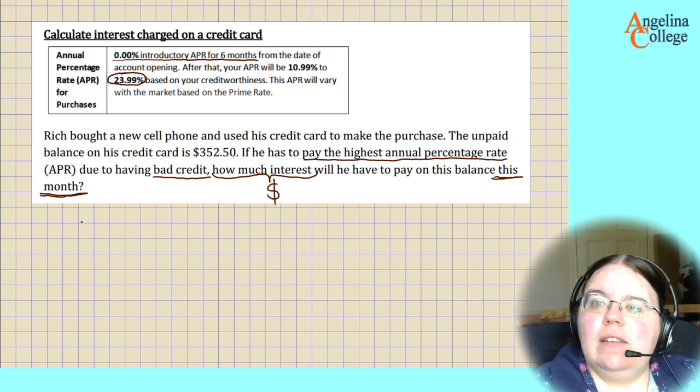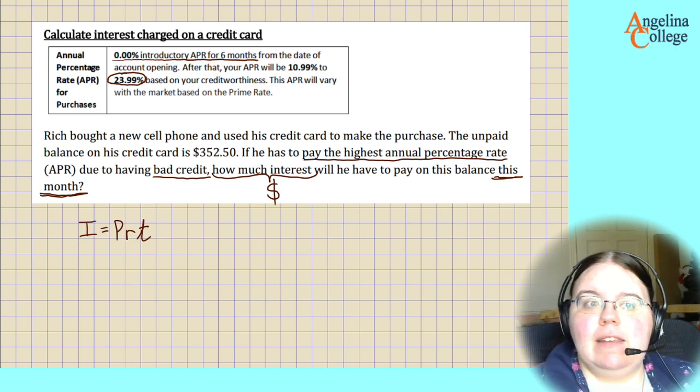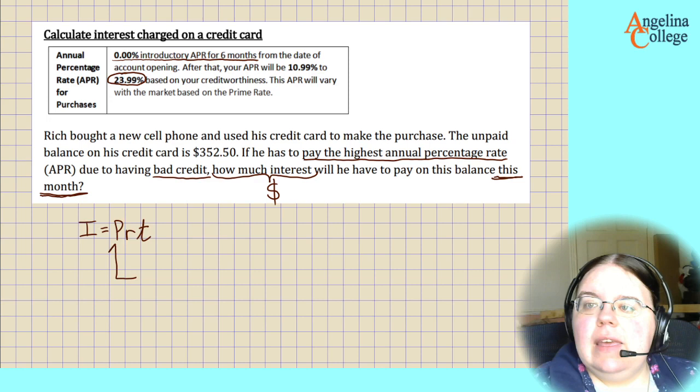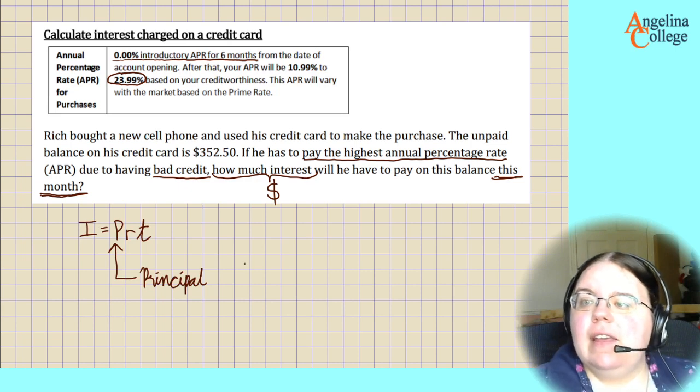Interest is calculated using the formula I equals P R T. By the way, this is a mathematician's trick for not making T's look like plus signs, breaking out the cursive like that, where P is the principal, which is the amount of money that is in the account before the interest is charged. When I say the amount in the account, that can be either as a debt or as a savings deposit. So another word you might often see for this is the balance.